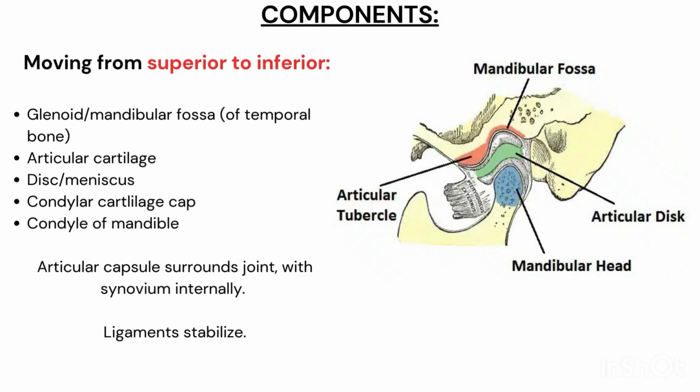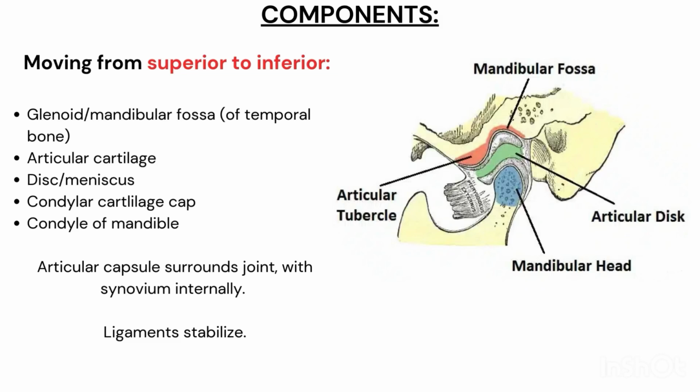As we go down, we will have an articular cartilage surrounding the fossa. Then we will have the disc, which we can see in the green color. This disc will divide the joint into upper and lower compartments. As we go further down, there will be a condylar cartilage cap. That means there is a cartilage which will surround the condyle. And finally, we will have the condyle of the mandible, which we can see in the blue color.